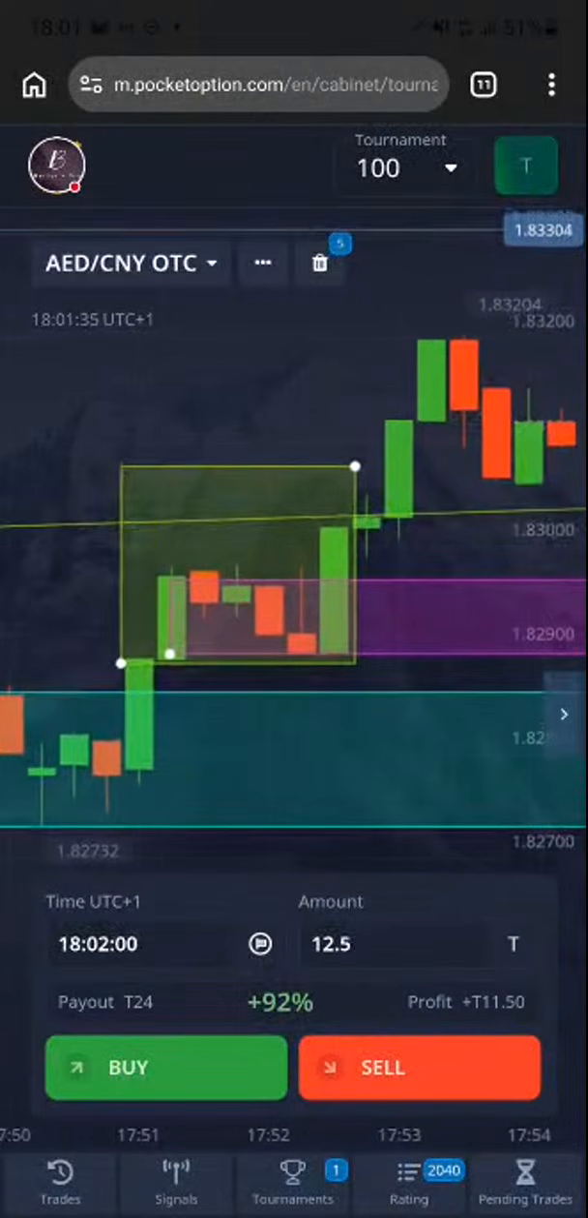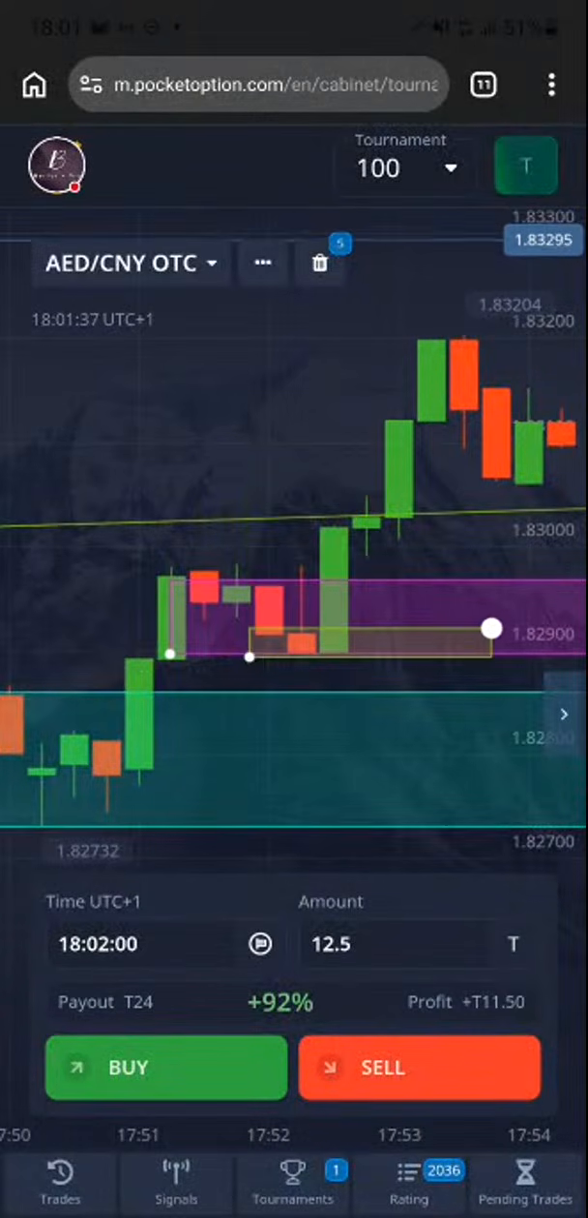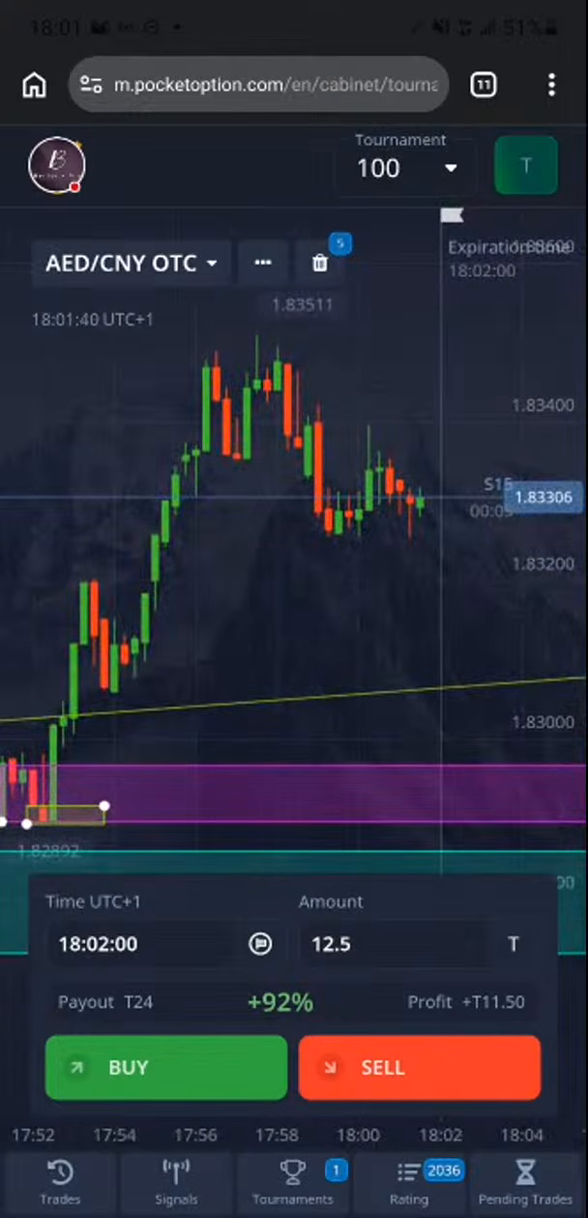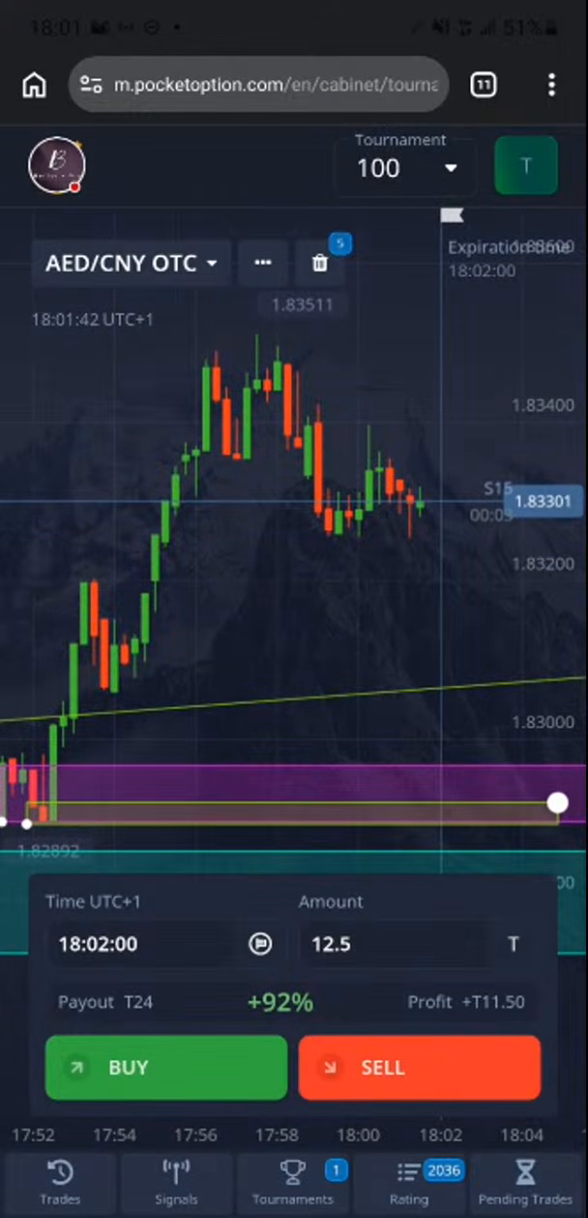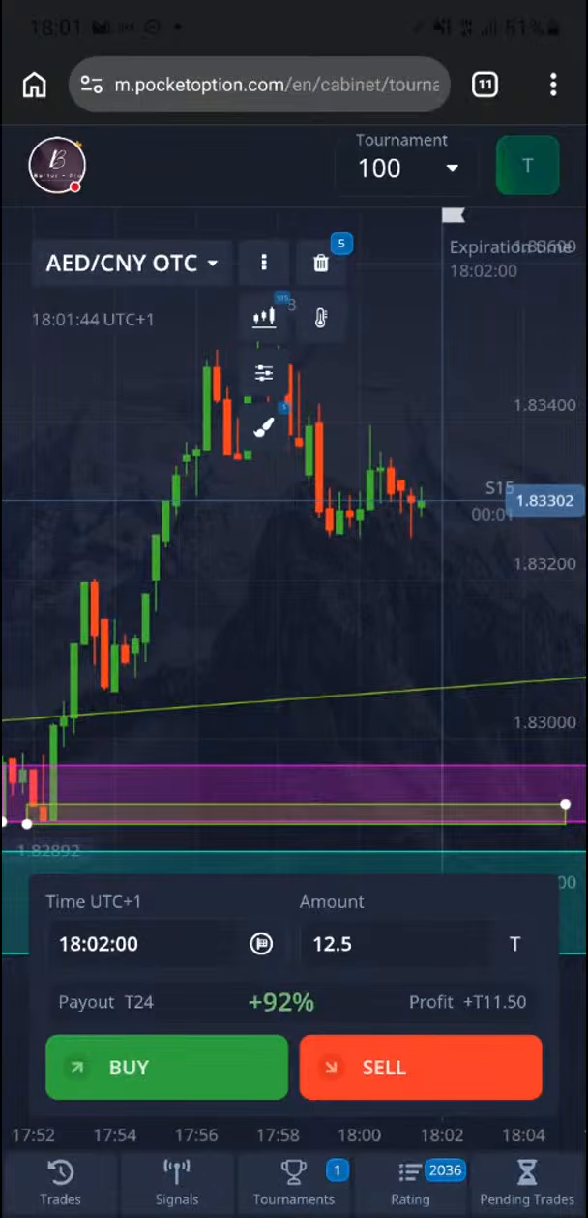You understand? It's as simple as that, basically. So there are two other entries I'm going to mark quickly here. This is M15, so there are two other entries we're going to mark.